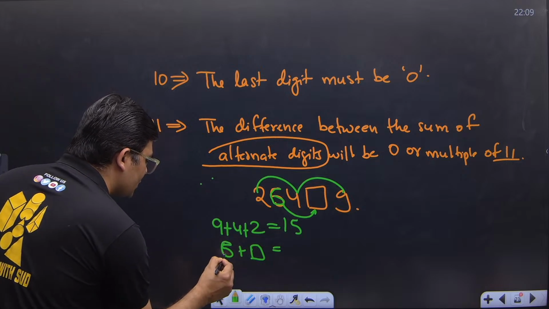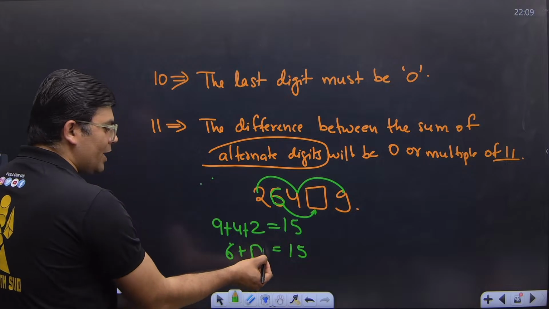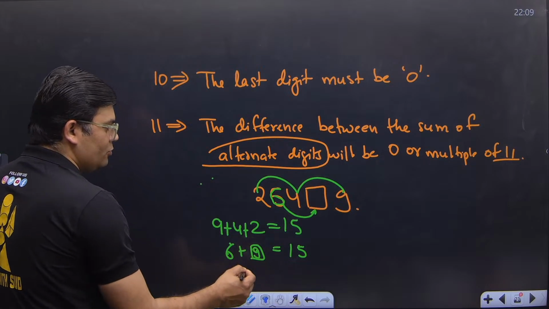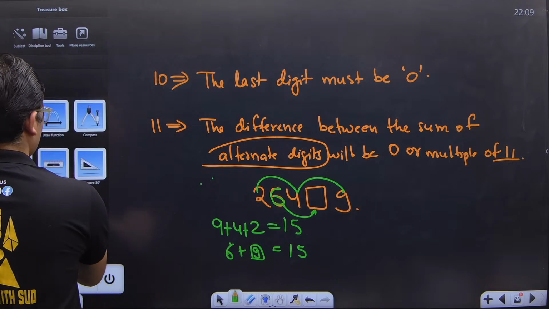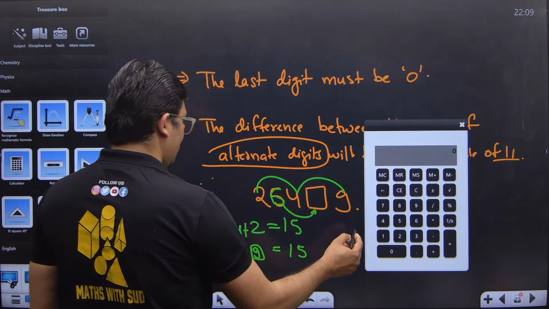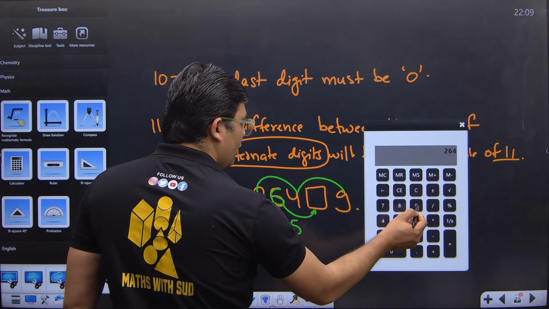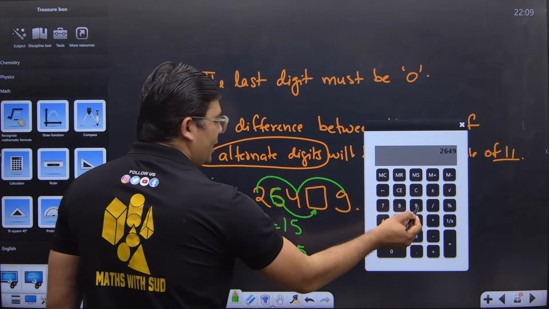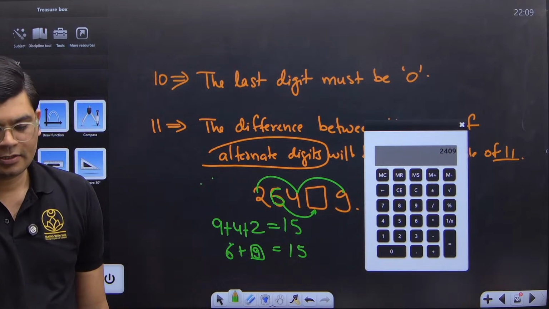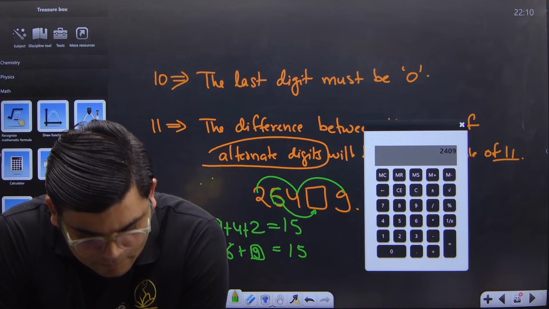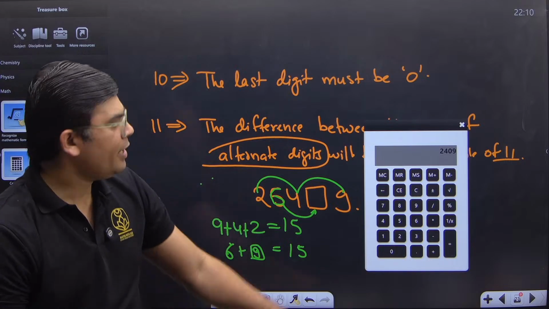But if I change this to 6, then this will become 6. Then if I want to make this 15 as well, what should I write? I will write 9. So if I show you in the calculator, you see, 2, 6, 4, 9, I am replacing this number by 9. 2649 is divided by 11 and it is exactly divisible. You can see that. Alright. Is it clear?